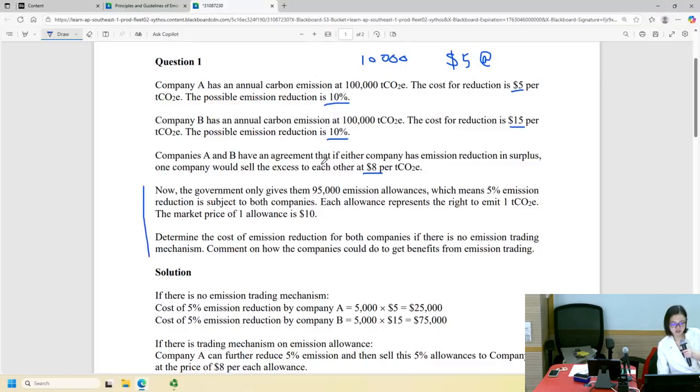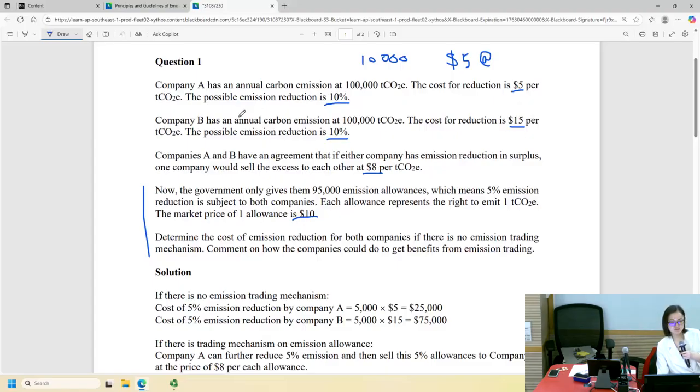Okay, now the government only gives 95,000 emissions allowance, which means 5% emissions reduction is required of both companies. So they can reduce 10%, but according to the government cap, they need to reduce 5% only. Okay, each allowance represents the right of emitting 1 ton. Okay, and the market price is $10. Okay, $10 is cheaper than $15.